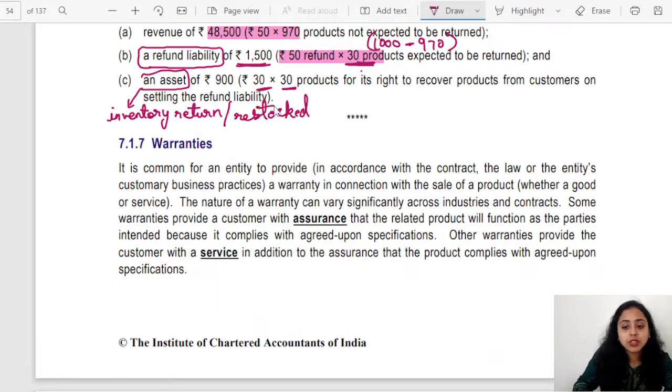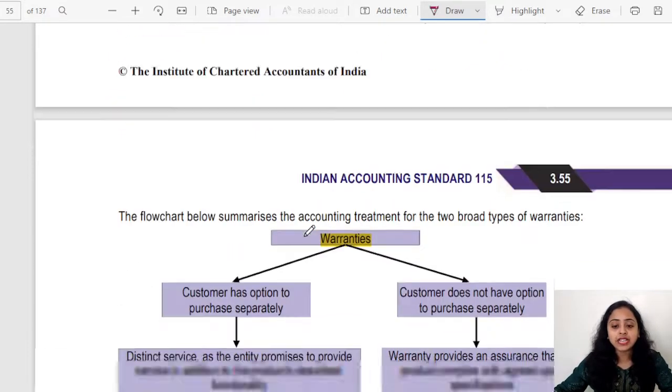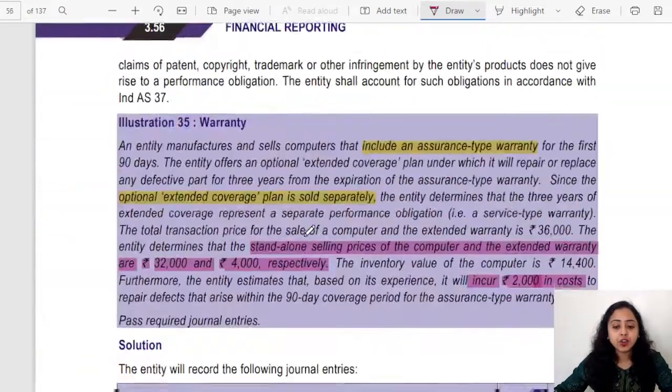Whatever has a very high possibility of being returned, that is always recorded separately as refund liability. If converted, then it will be recorded as revenue. If not, then this refund liability will be removed. Now next, warranties. We have talked about it.